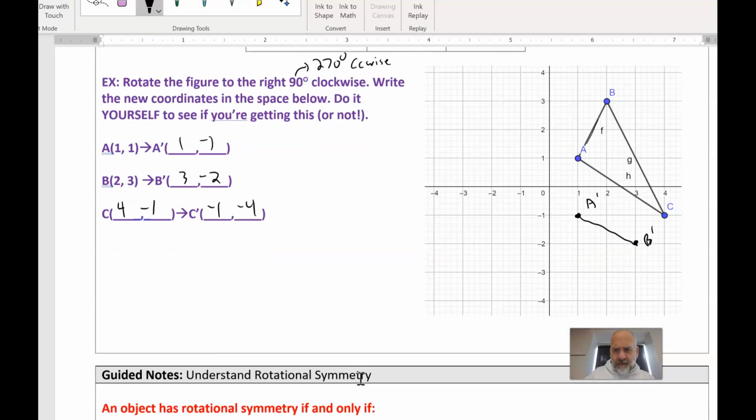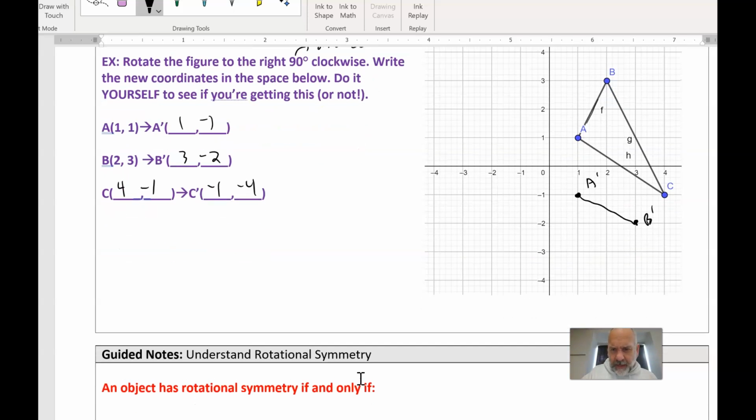All right, last one. C prime is negative 1, negative 4. So negative 1, negative 4. Cool, that's C prime. And there we go. Okay? And so this is the rotated triangle.